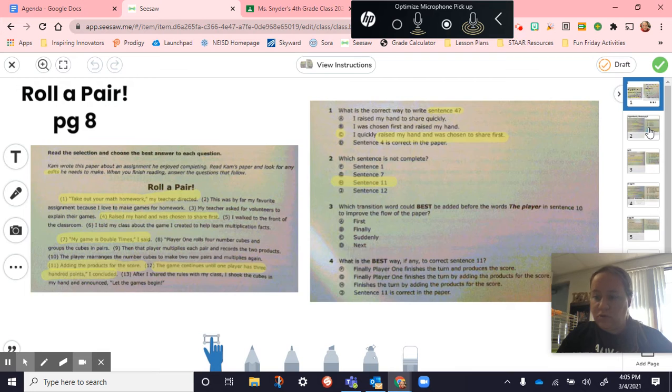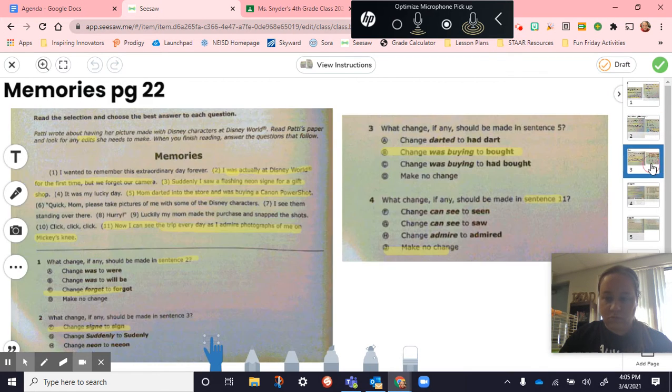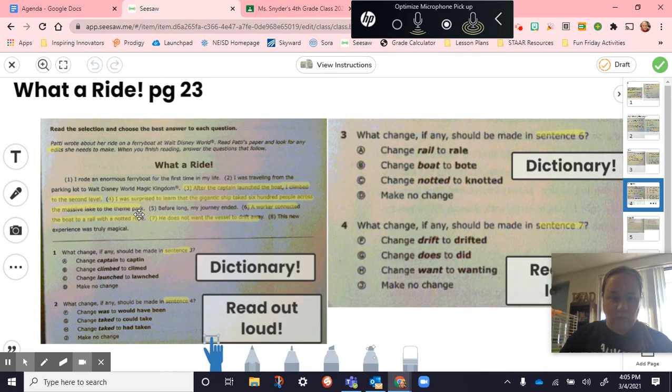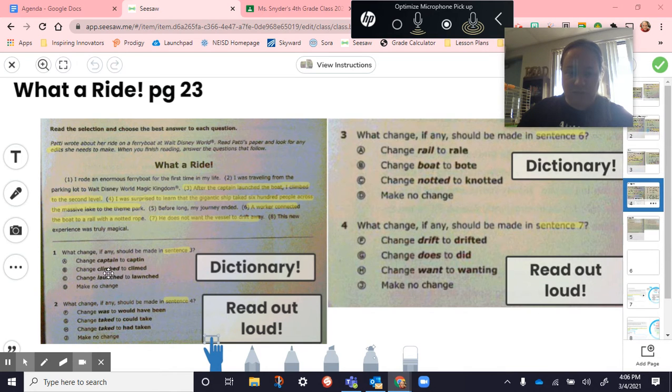All right, so going down. What a ride. Patty wrote about her ride on a ferry boat at Walt Disney World. You're reading Patty's paper and looking for any edits that she needs to make. When you finish reading, answer the questions that follow. There were 2 on here where you needed to use a dictionary because they were spelling. And there were 2 in here where you were taking something out and substituting something back in.